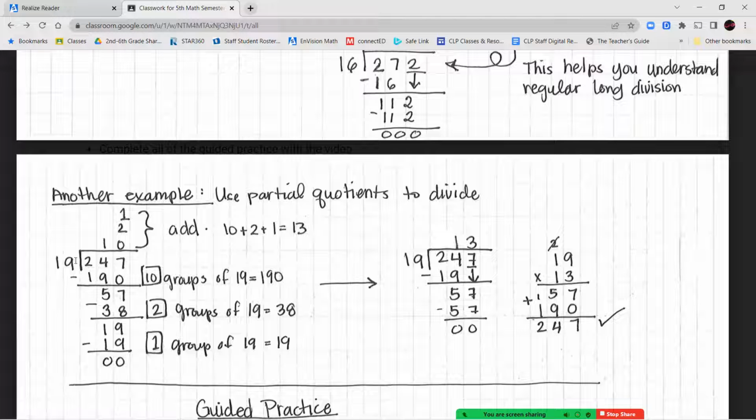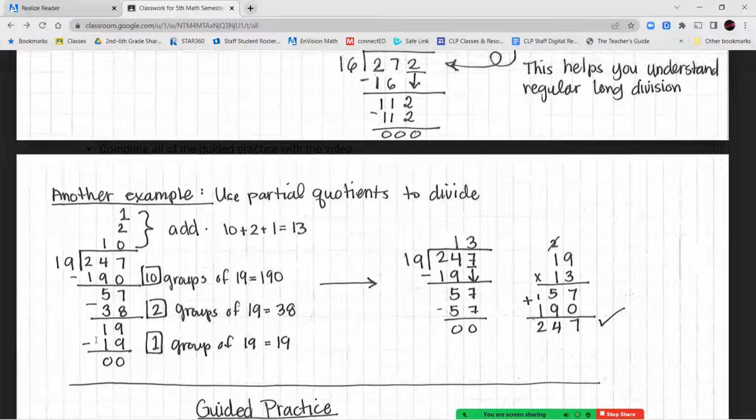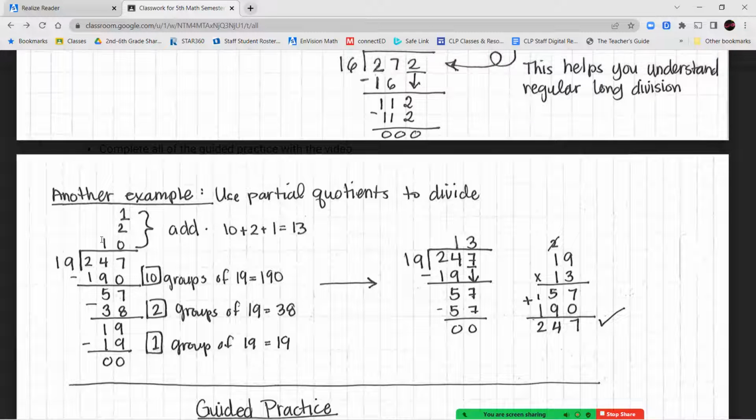So then we had to think, how many groups of 19 are in 57? Well, I know there's at least two groups of 19 in 57. So 19 times 2 gave me 38. So I put the 2 up here, subtracted the 38, I'm left with 19. So I know there's still another group of 19. So it's not just two groups, it would have been three groups. 19 with one additional group, subtract the 19, have a 0 remainder. And now all of these are your partial quotients. So 10 plus 2 plus 1, which is going to give you 13.